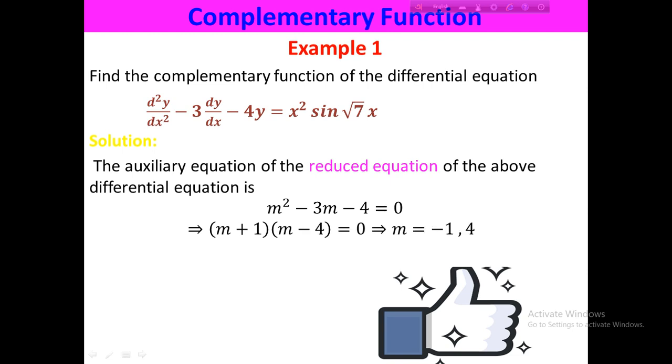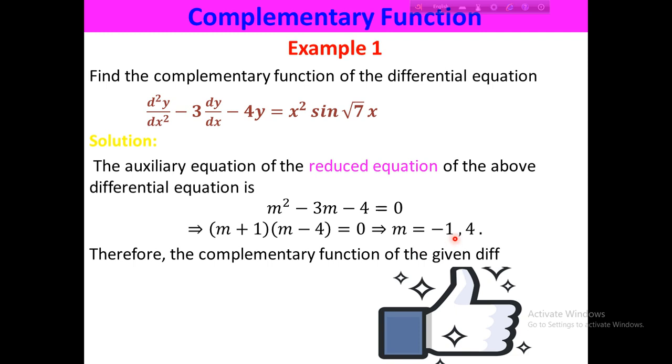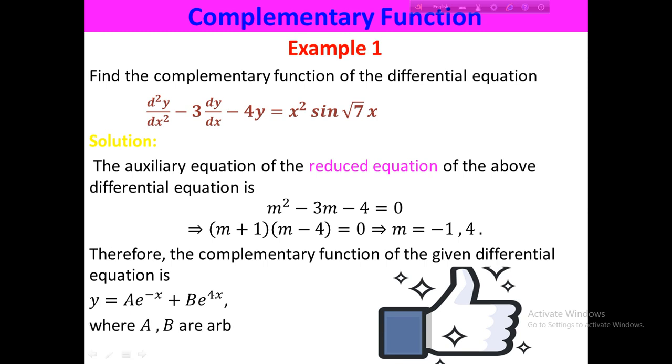Now we have to solve for the complementary function. If we factorize, this will be m plus 1 into m minus 4 equal to 0. That is, the values of m are minus 1 and 4. Therefore the solution, or the complementary function, will be c1 e to the power alpha x, this is alpha, this is beta. Therefore c1 e to the power minus 1x plus c2 e to the power 4x. Here we consider a and b as constants, where a and b are arbitrary constants. Therefore this is the complementary function of the above equation, or it is a solution of the differential equation when the right hand side is equal to 0.